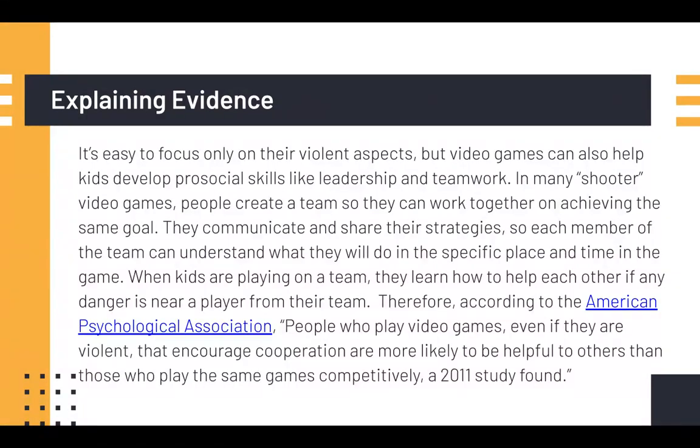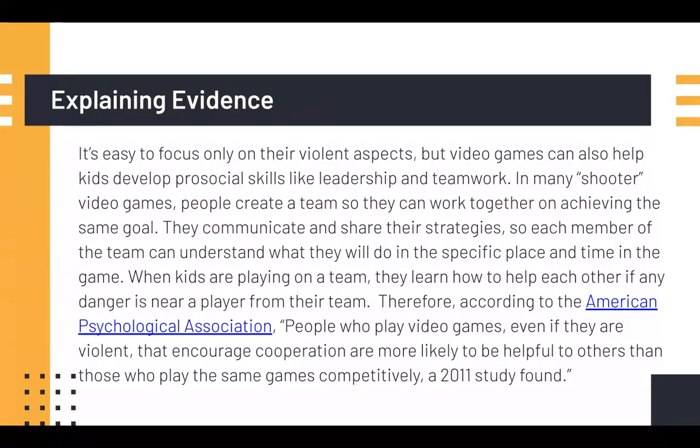Let's go back to the paragraph that this writer started, and let's look at how the topic sentence connects to the first piece of evidence with a great bit of introducing. It's easy to focus only on their violent aspects, but video games can also help kids develop pro-social skills like leadership and teamwork. In many, quote, shooter video games, people create a team so they can work together on achieving the same goal. They communicate and share their strategies so each member of the team can understand what they'll do in the specific place and time in the game.